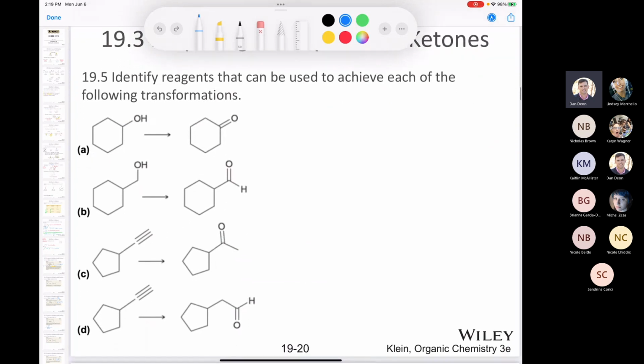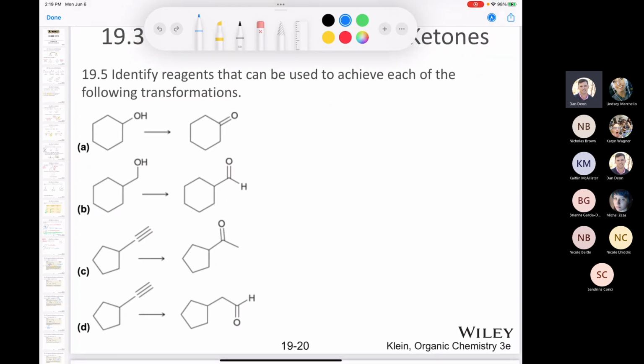And with all that in mind, let's try one more practice problem before we turn our attention to something pretty new. Identify reagents that you could use to oxidize this secondary alcohol to a ketone. Anybody have a favorite? This is my favorite reagent.